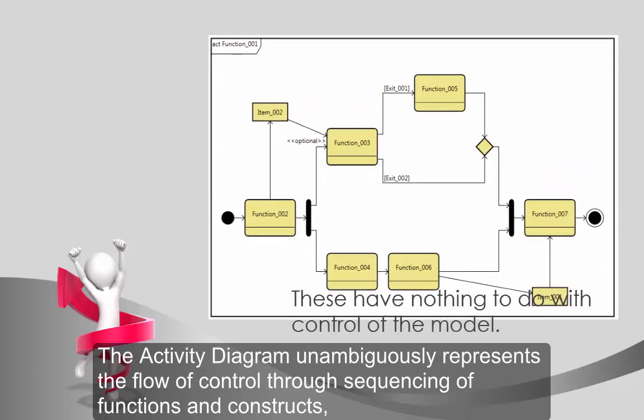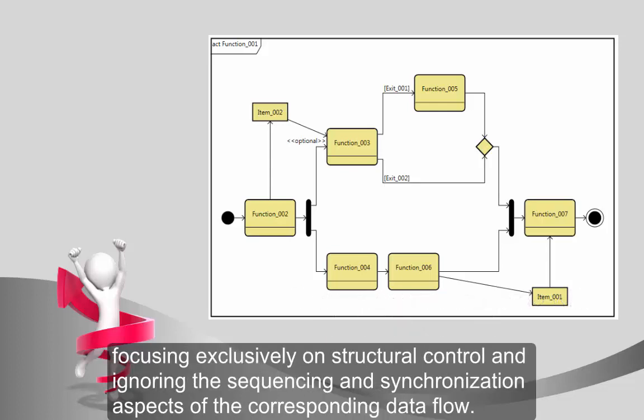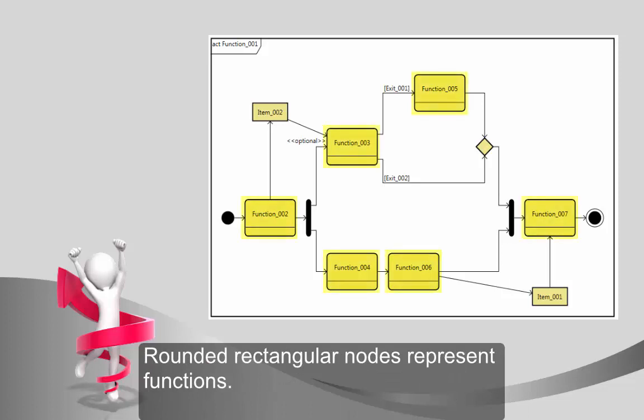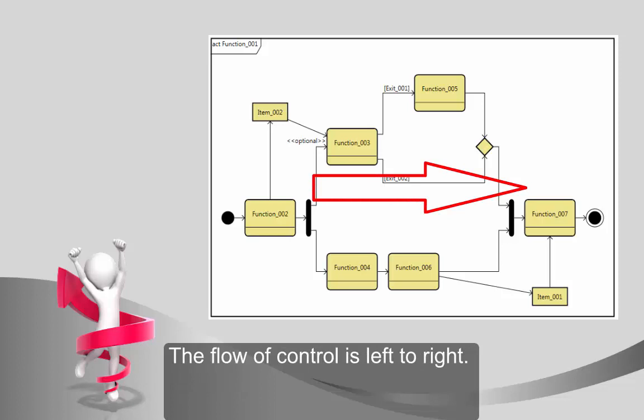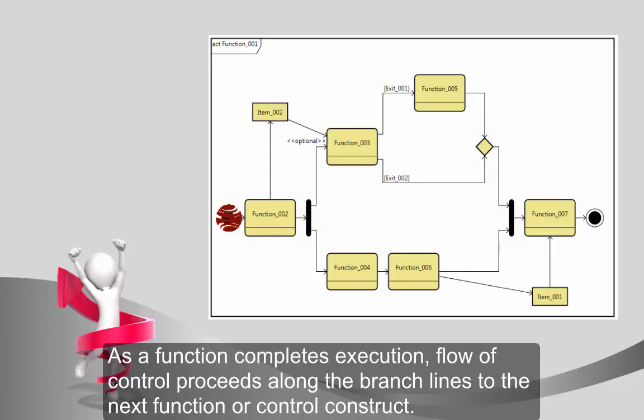The activity diagram unambiguously represents the flow of control through sequencing of functions and constructs, focusing exclusively on structural control and ignoring the sequencing and synchronization aspects of the corresponding data flow. Rounded rectangular nodes represent functions. The flow of control is left to right. Diamonds and bars represent control constructs, the building blocks of behavior. As a function completes execution, flow of control proceeds along the branch lines to the next function or control construct.